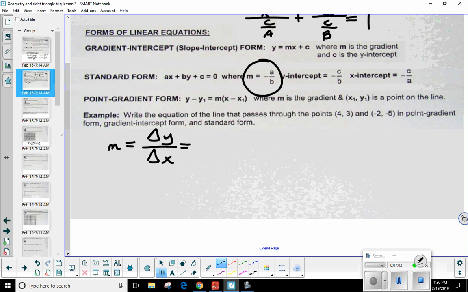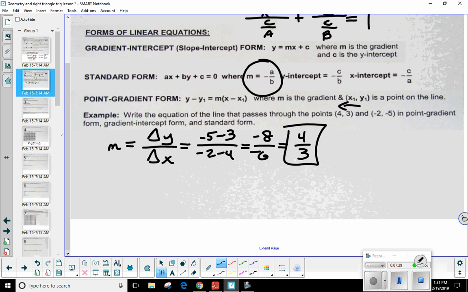John, do you like the 3 or the negative 5? Negative 5. So we're going to go ahead and run in this direction. So negative 5 minus 3 over negative 2 minus 4. So I'm going to have negative 8 over negative 6. So my slope is what? Four-thirds. There we go. 4/3.